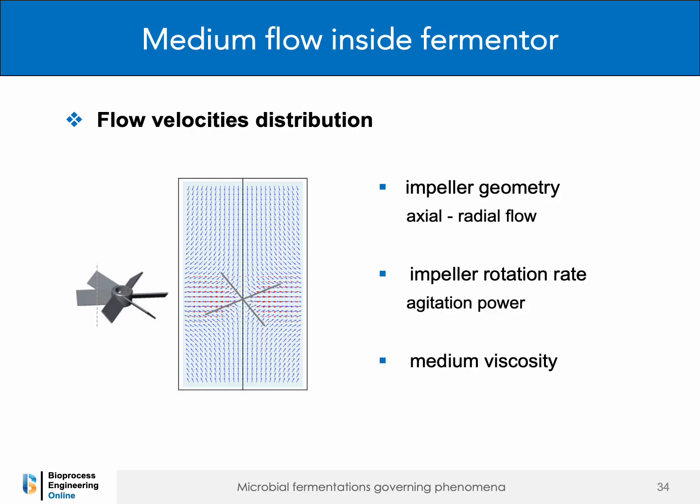The third fundamental phenomenon influencing cell culture dynamics is the flow of the medium within the fermenter. The flow field is defined by the distribution of fluid velocities inside the vessel. It depends on impeller geometry, shaping whether circulation is predominantly radial or axial; agitation intensity, power input, set by the stirring rate, which governs overall mixing strength; and medium rheology, particularly viscosity, which can change during culture as biomass and metabolite concentrations increase.